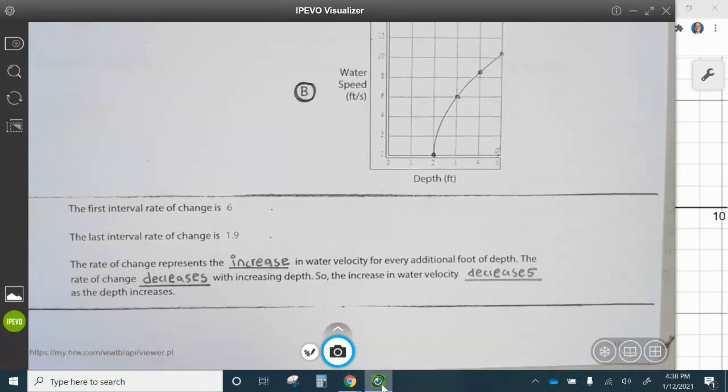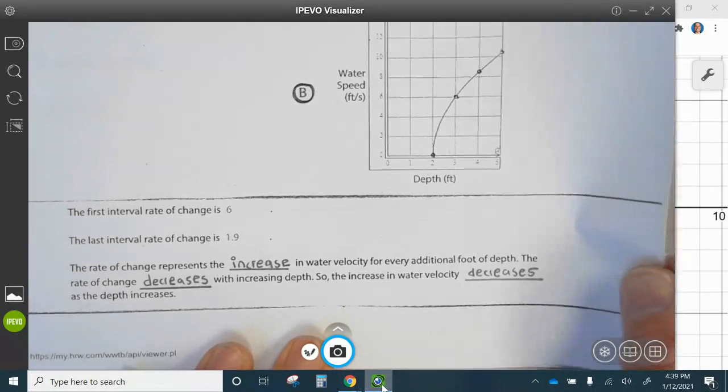The first interval rate of change is 6. The last interval rate of change is 1.9. The rate of change represents the increase in water velocity for every additional foot of depth. The rate of change decreases with increasing depth, so the increase in water velocity decreases as the depth increases. All right, let's take a look at the last question.